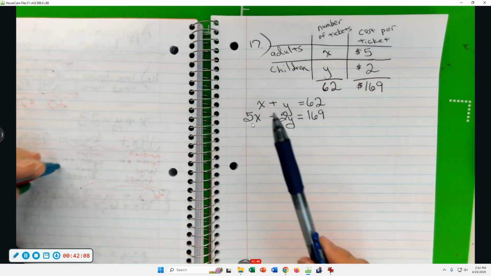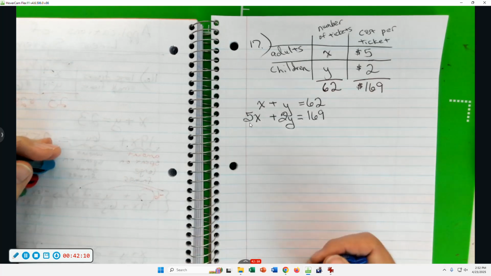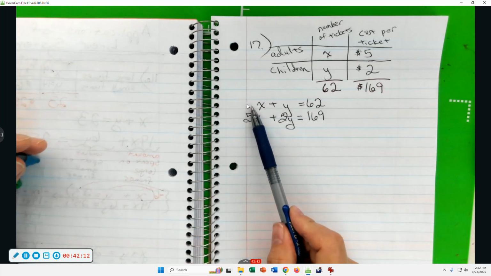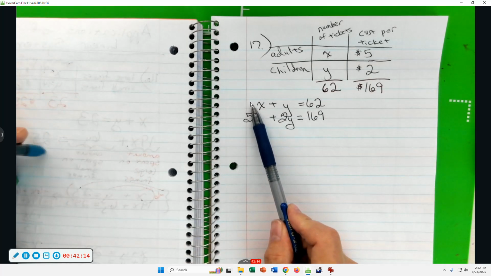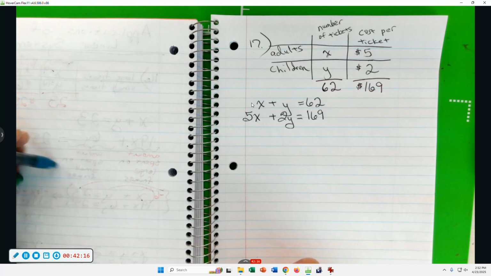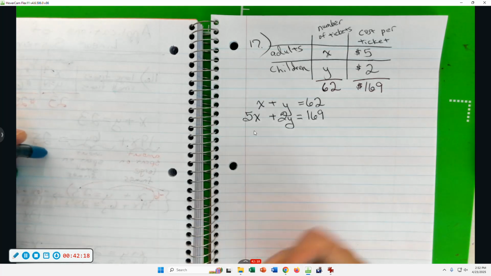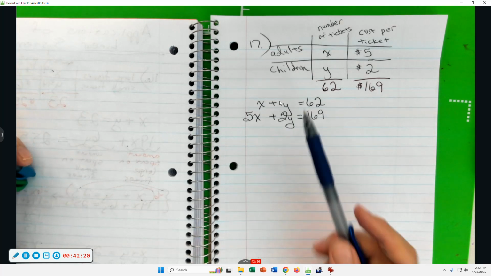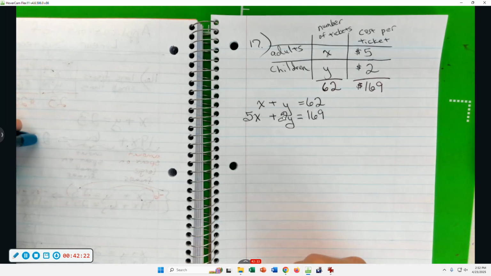X. Now, if we're going to eliminate X, what would we have to multiply by? We need this number here to be -5. So what do we have to multiply by? Okay. If we'd eliminated Y, what would we have to multiply by?